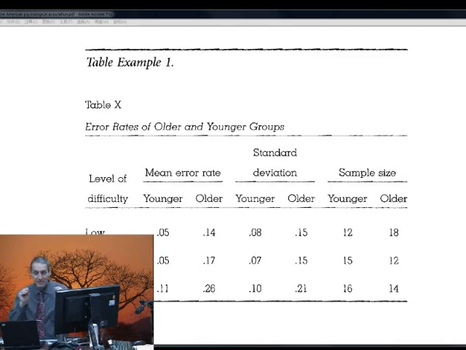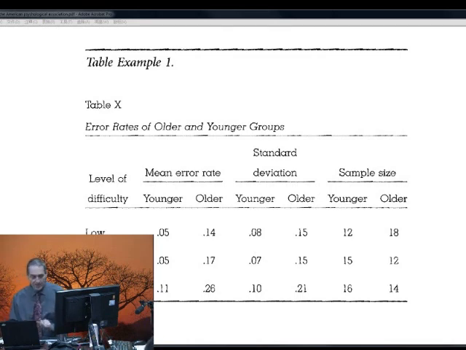You follow me? Then inside your thesis, when you write, you will say what is important. You will say, from Table X, we can see the standard deviation of the younger group in the low error rate is lower than the older group. Okay. So you want a table that's easy to understand, and you want to have it inside your thesis a little bit, but not a lot.